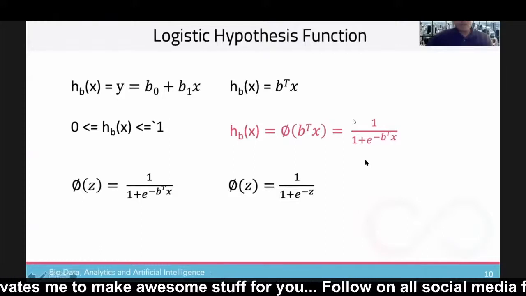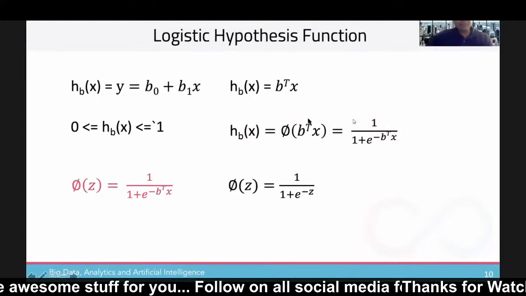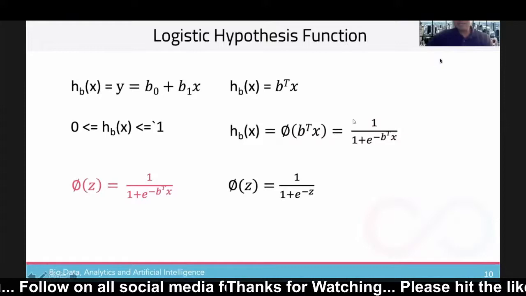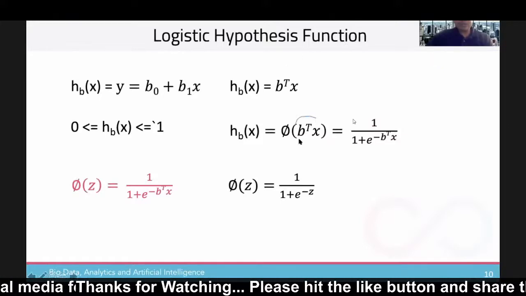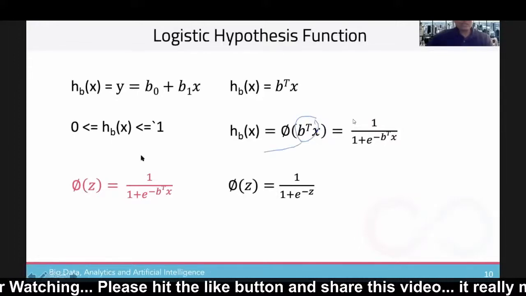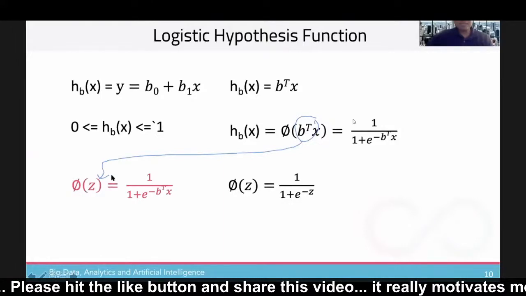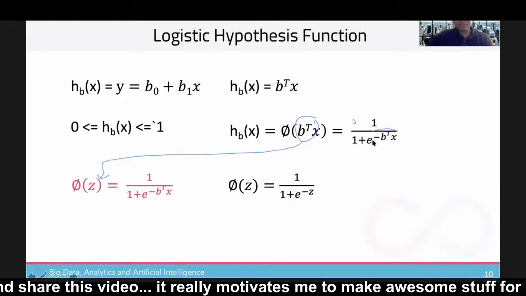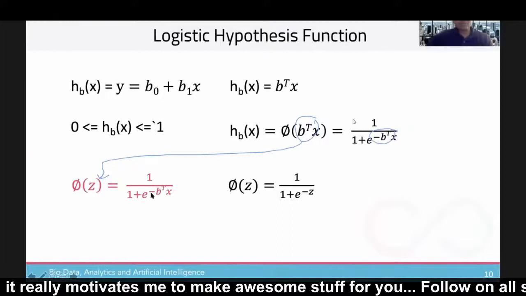Now, if you want to create this phi z, say we call this function g, and the purpose of mathematics is to simplify any equation. So if we just convert, because this is a constant and this is the x value, we can easily transform this function to z. Now we have this function, which is 1 over 1 plus e to the power minus beta transpose x.